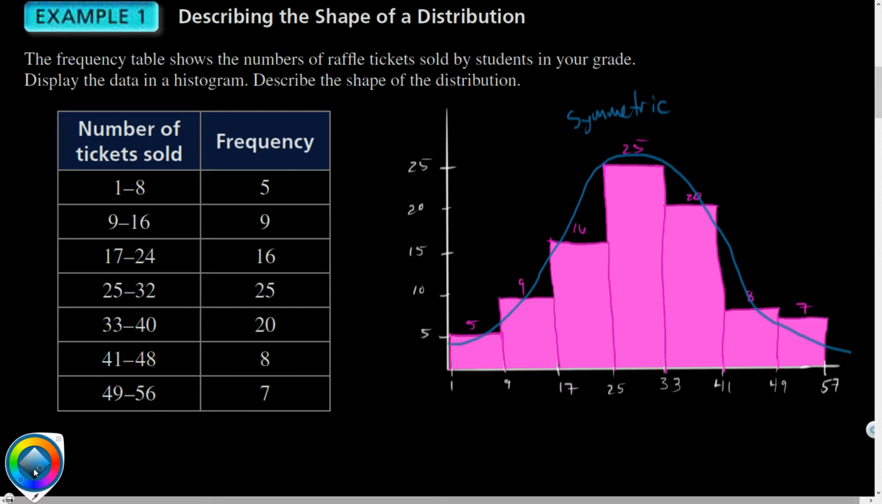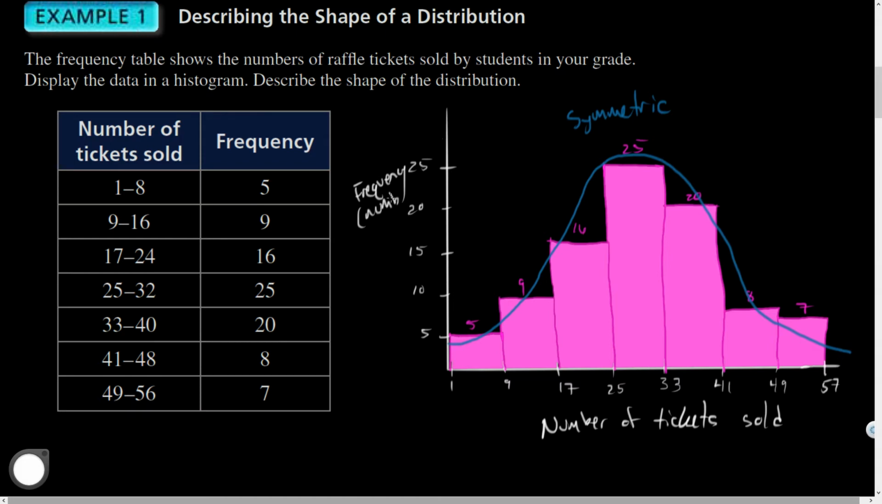Also, I guess it would be a good idea to label these. This was measuring number of tickets sold. And for all histograms, this is going to be the frequency. You might describe this as a number, or I sometimes use the word quantity. Yeah. Here we go.